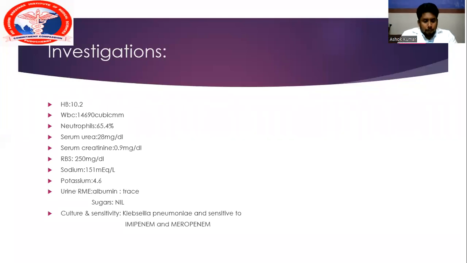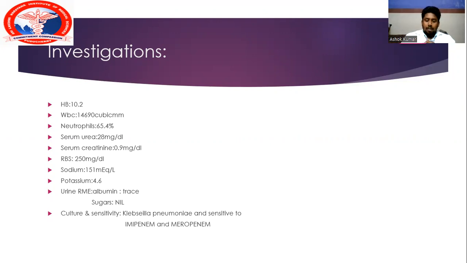So, her hemoglobin is 10.2. Counts were mildly elevated, around 15,000. Neutrophils were elevated. Her urea and creatinine were normal. RBS is 250, but then we changed her doses with physician opinion, and then it came under control. Her electrolytes were normal, and the sugars were nil in urine routine examination. There were no traces of albumin. We took culture and sensitivity. It came with Klebsiella pneumoniae sensitive to imipenem and meropenem.